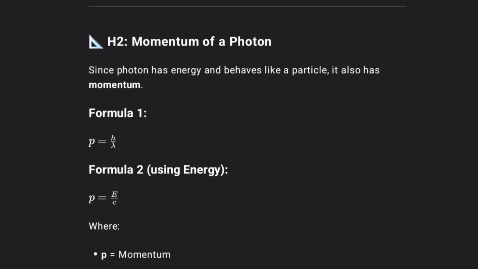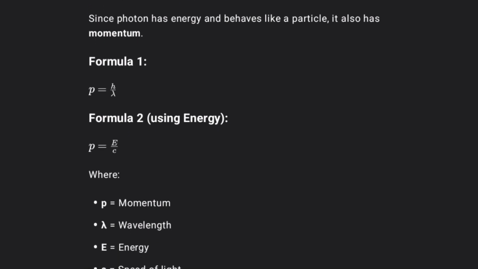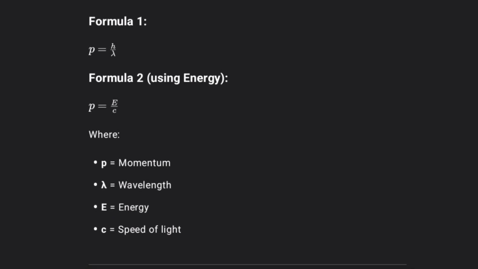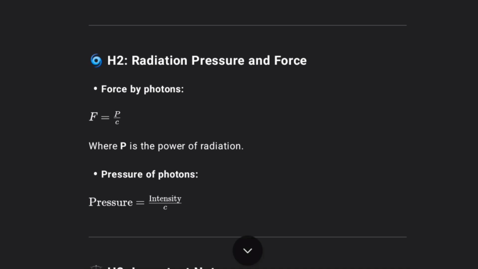Since a photon has energy and behaves like a particle, it also has momentum. Formula 1: p equals h over lambda. Formula 2, using energy: p equals E over c, where p is momentum, lambda is wavelength, E is energy, and c is the speed of light. Force: F equals P over c. Radiation pressure and force: F is the power of radiation divided by c. Pressure of photons equals intensity over c.